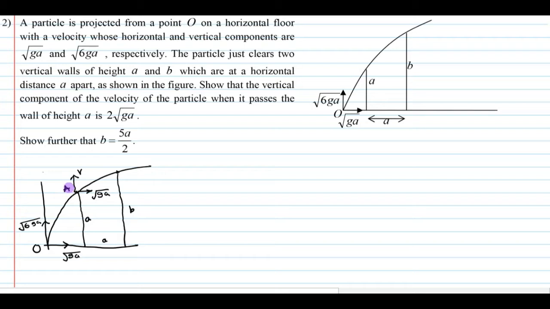From O to A, vertically, v squared is equal to u squared plus 2as. v squared is equal to 6ga minus 2ga, which is equal to 4ga. v equals 2 root ga.